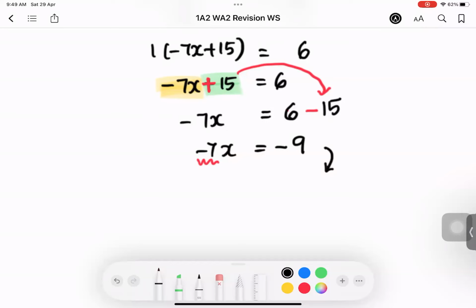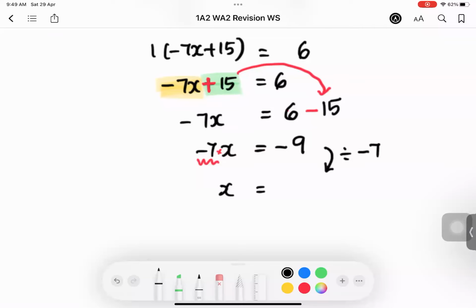You tell me minus this one. Yes. Divide. How to get rid of negative 7? This is negative 7 times x. I want to find x only, don't want negative 7. Divide by negative 7. Thank you.